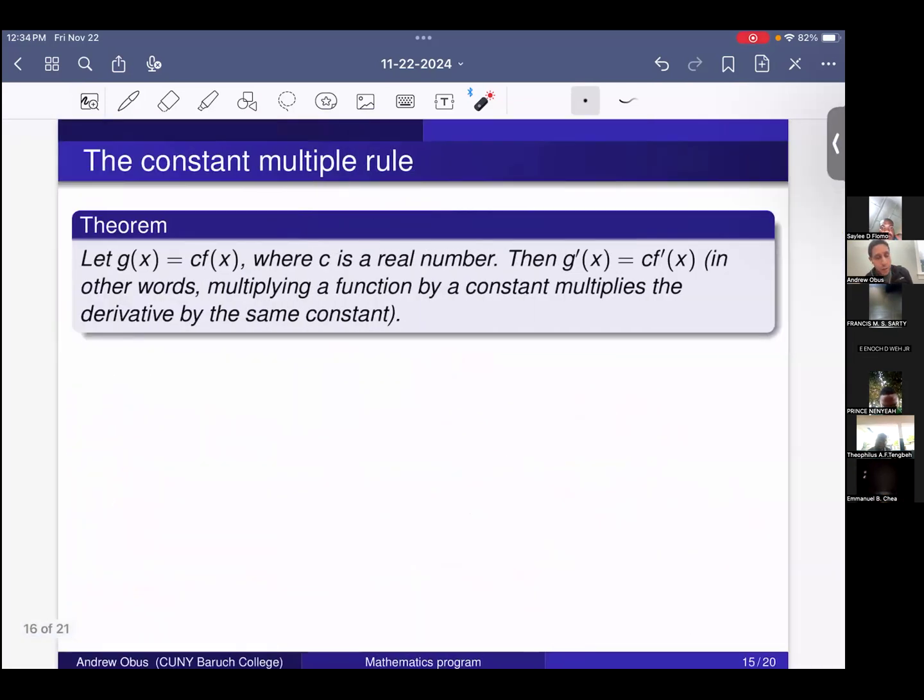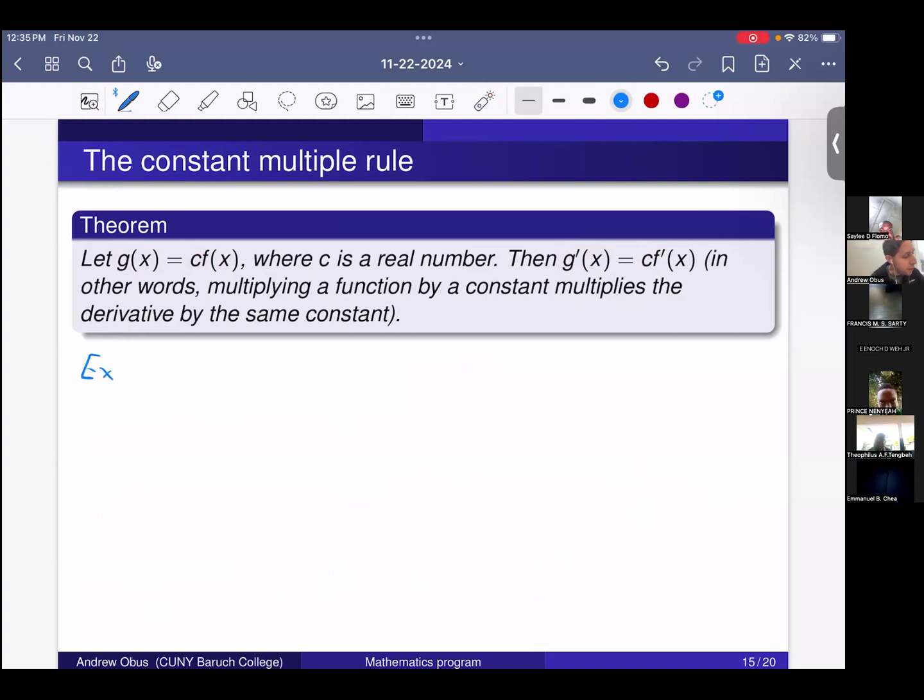Okay, so let me give you just a couple of other basic rules for taking derivatives. Let's say that I have a function f of x, and g of x is that same function but multiplied by a constant. Then what I claim is that g prime of x is equal to that constant times f prime of x. So multiplying a function by a constant multiplies the derivative by the same constant.